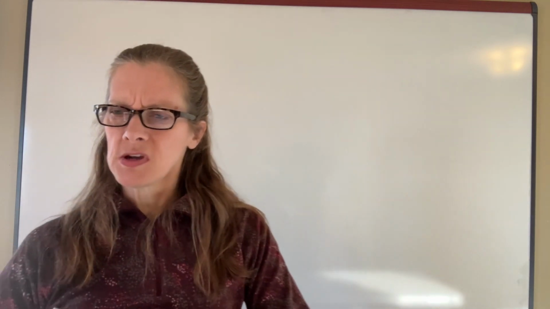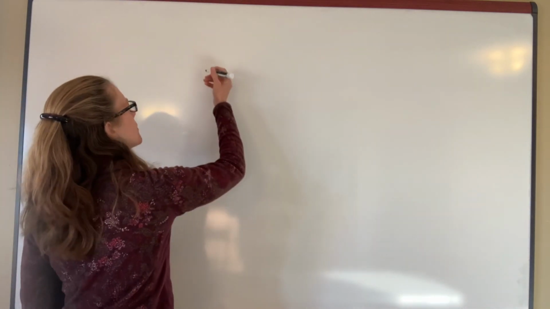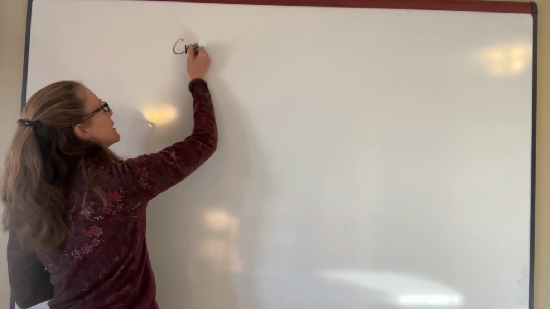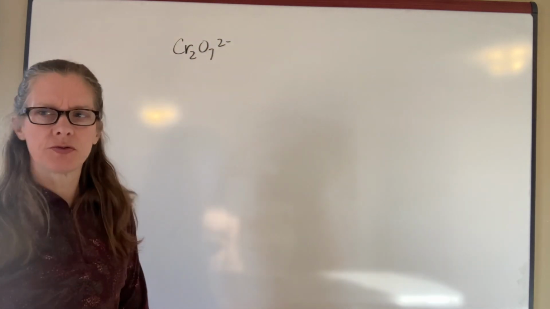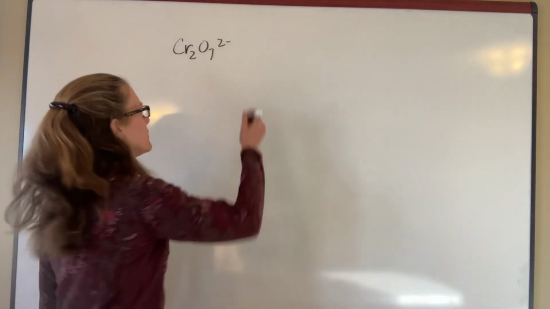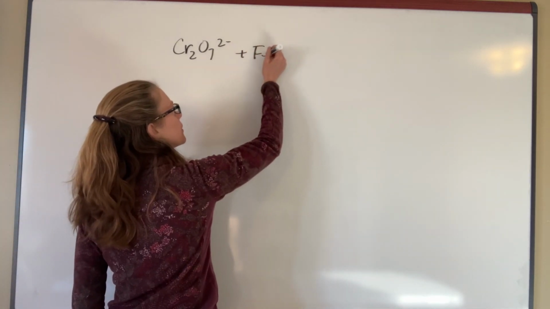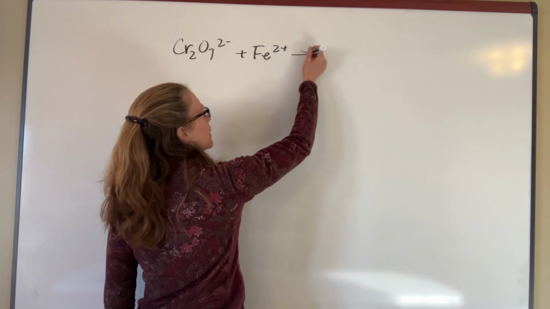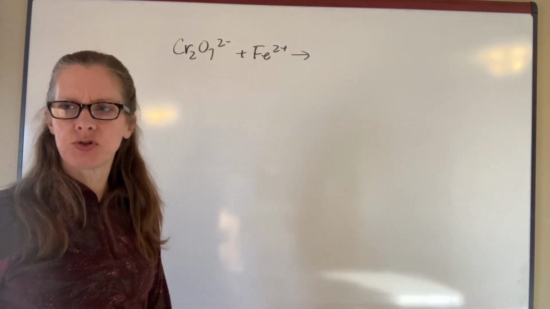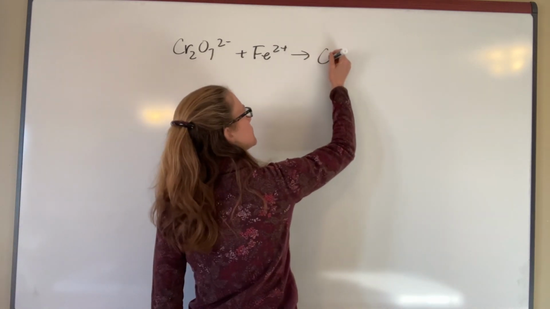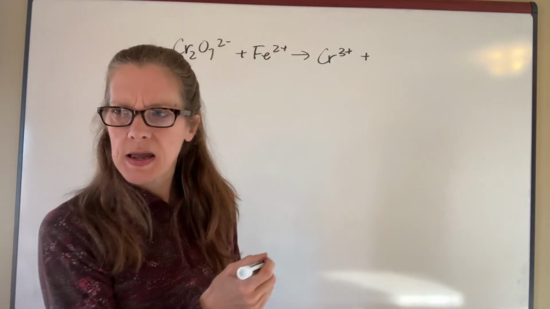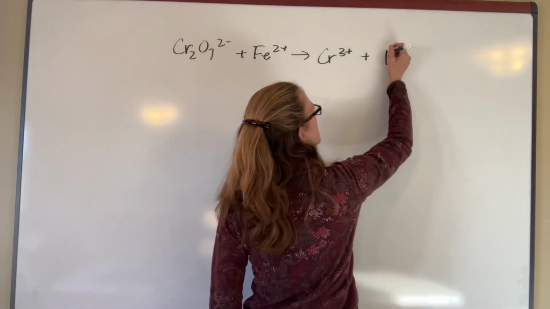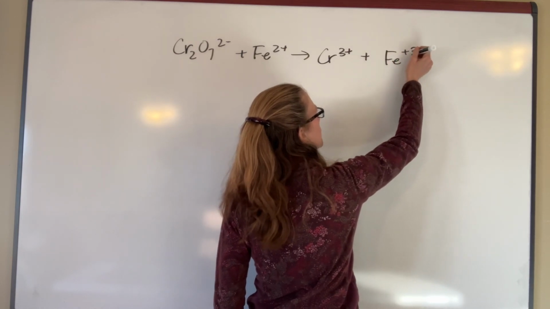Okay, so the last one that we're going to do here together today is a dichromate ion, which is Cr2O7 with a negative 2 charge on it, and that's going to react with an iron ion that has a positive 2 charge, and that's going to give me a chromium ion with a positive 3 and an iron ion with a positive 3.